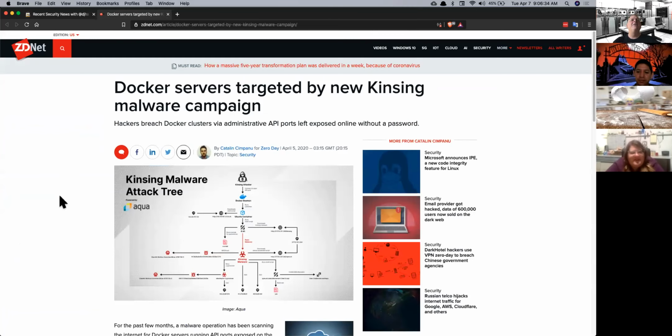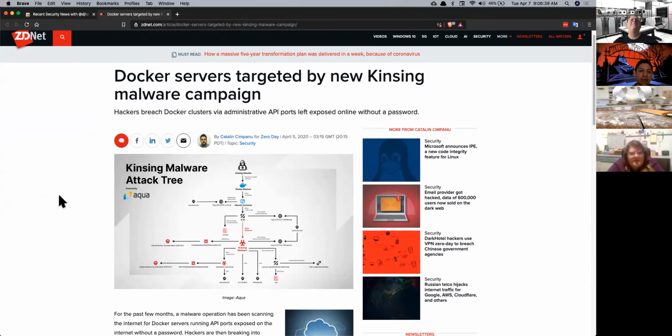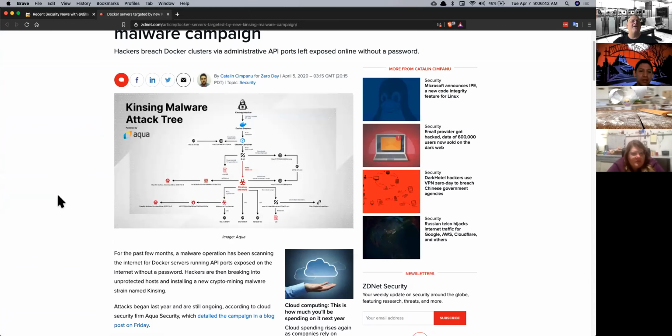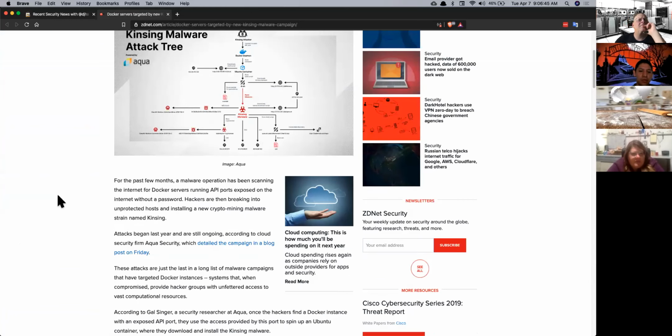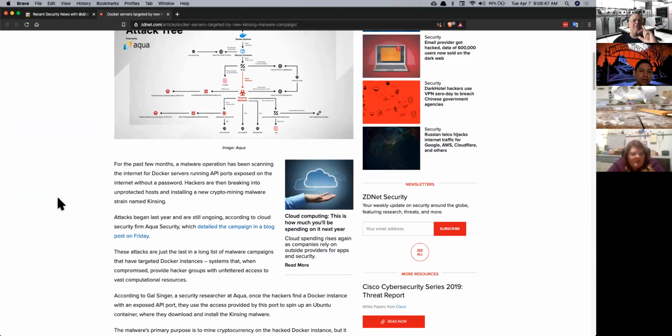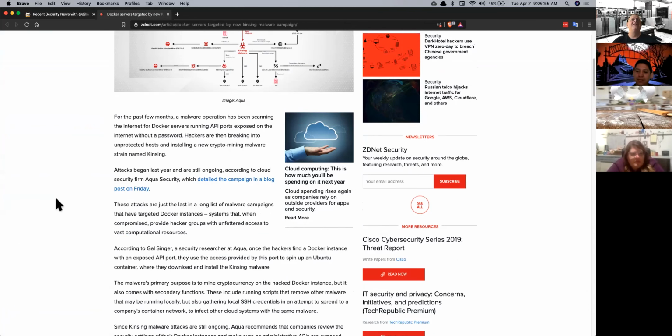All right, Docker servers, uh-oh. So Docker servers are under attack. There's malware out hunting for anything that has some extra ports open, like the API ports, exposed to the internet without a password. Wait a minute, exposed to the internet without a password? What, is that a default or something? I think it is.